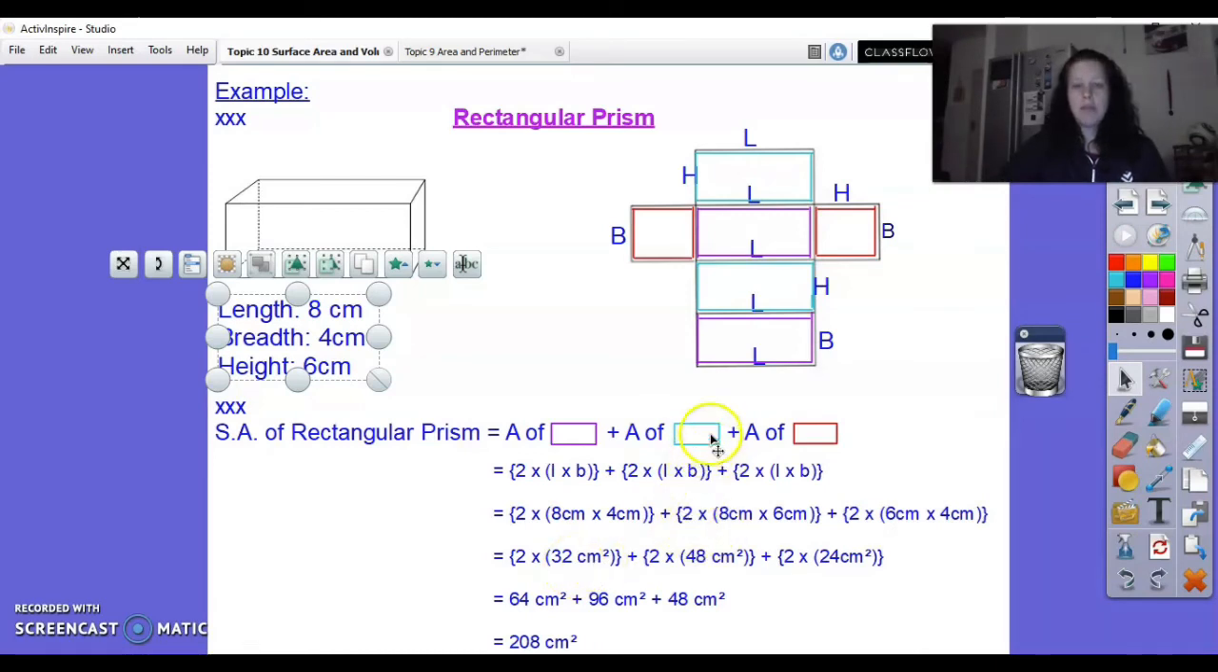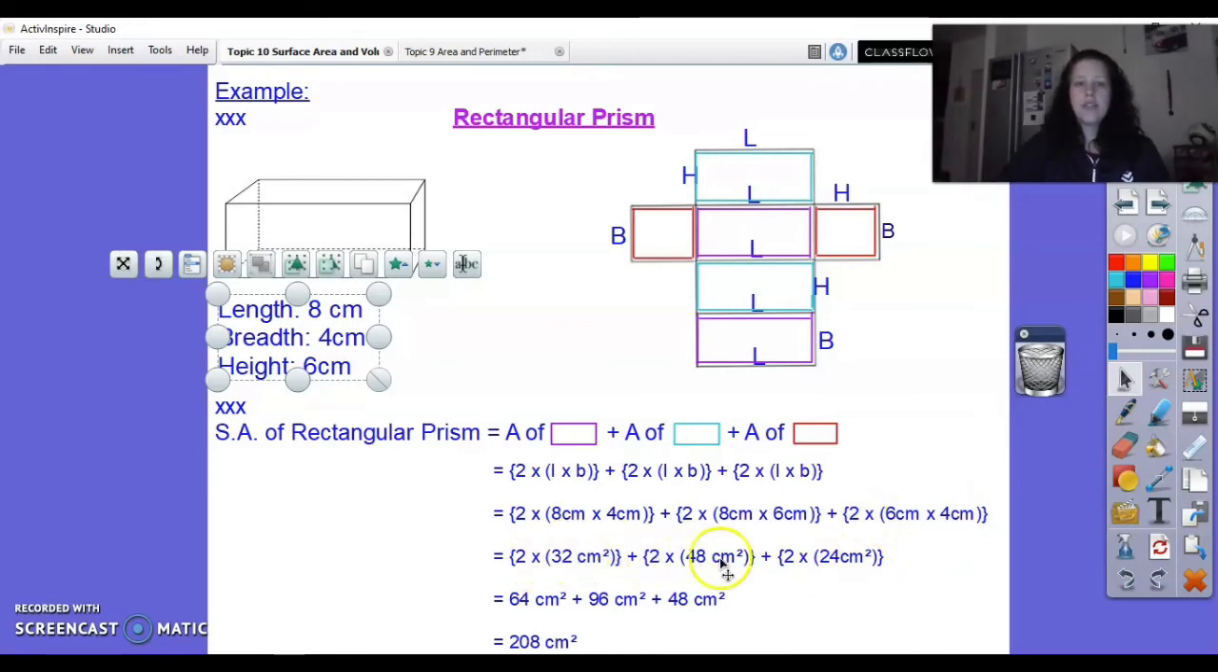My turquoise box, I've got a length of 8 centimeters and my breadth, which is also known as my height here, is 6 centimeters. So 8 times 6 gives me 48 centimeters squared. Then I'll go lastly to my red box and I see that I have got my height, so that is 6 centimeters, and my breadth, which is 4 centimeters. 6 times 4 gives me 24 centimeters squared.